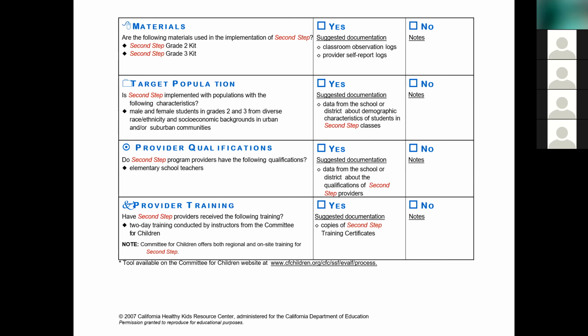Give you a moment to jot down thoughts around data sources for that. Again, this one probably is one that you easily have access to.